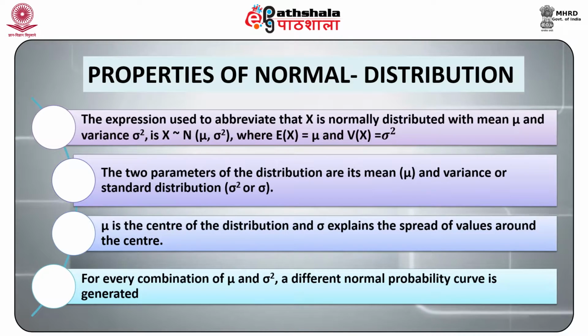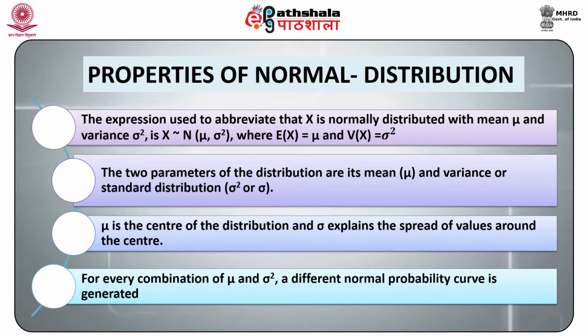The expression used to abbreviate that x is normally distributed with mean mu and variance sigma squared is x ranges to N(mu, sigma squared), where E(x) is equal to mu and V(x) is equal to sigma squared. The two parameters of the distribution are its mean, that is mu, and variance or standard deviation, sigma squared or sigma. Here mu is the center of the distribution and sigma explains the spread of values around the center.